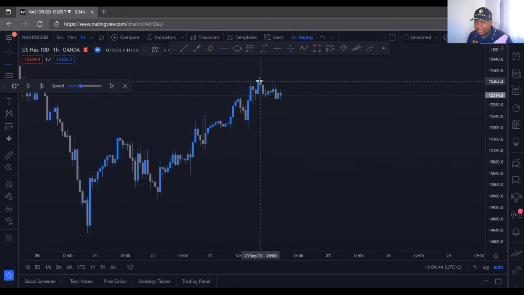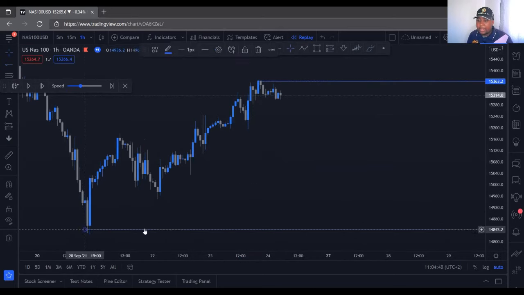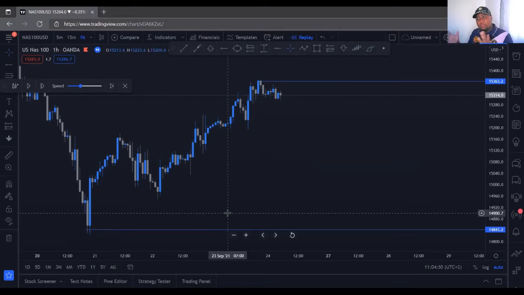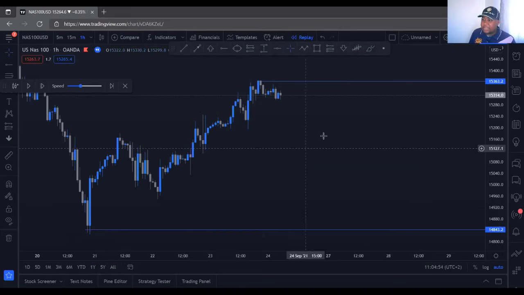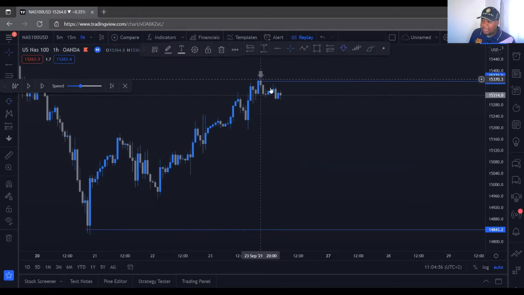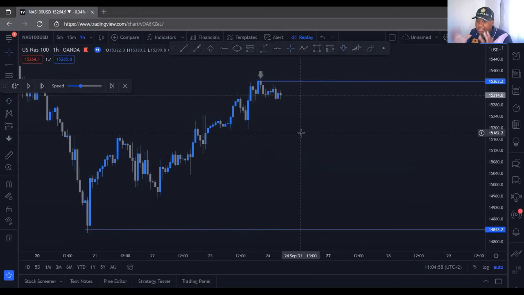So you want to take the highest. So I'm taking my resistance. I'm taking my support. Now, I asked, where is the market? The market is on resistance. So it's showing us the market here is definitely at the highest point at that moment. We're not going to be concentrating on those high points.